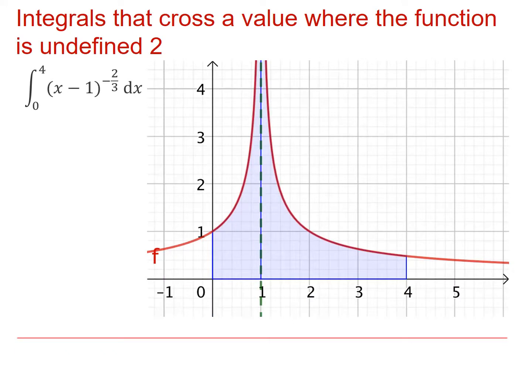Here's a second example. This is (x minus 1) to the minus 2/3, and we're integrating it between 0 and 4. The minus sign in the power suggests I've got a reciprocal of some description, and so I might be concerned when x equals 1. And indeed, the graph shows that there is an asymptote at x equals 1. And just as before, we're interested in this area here.